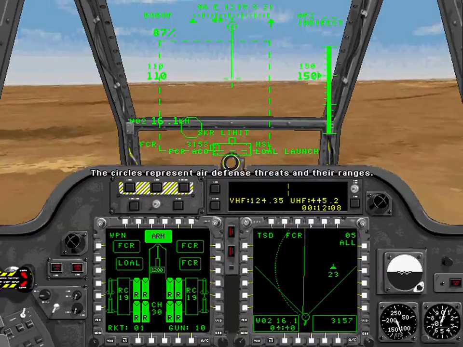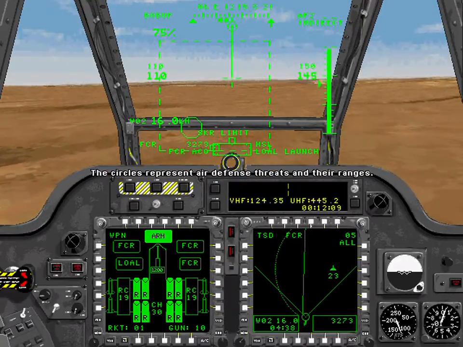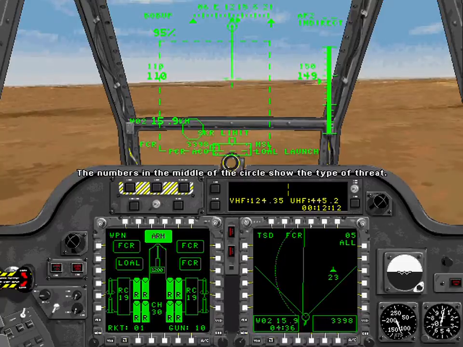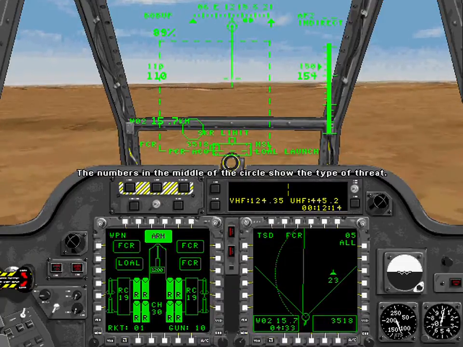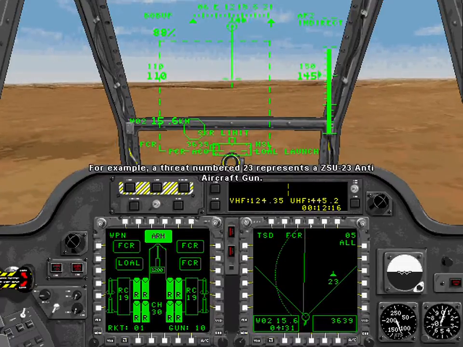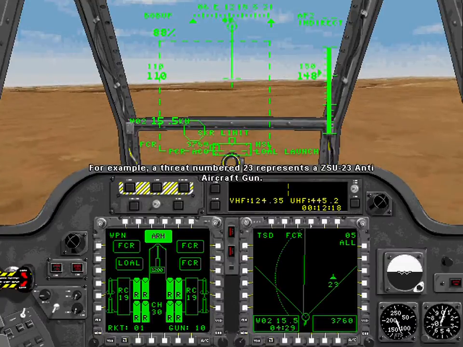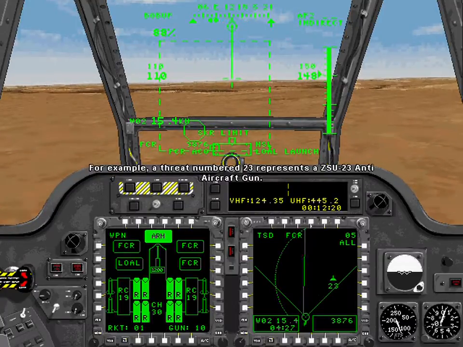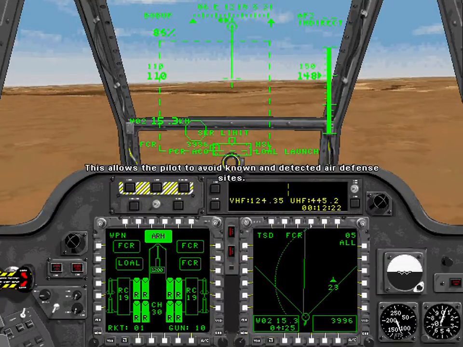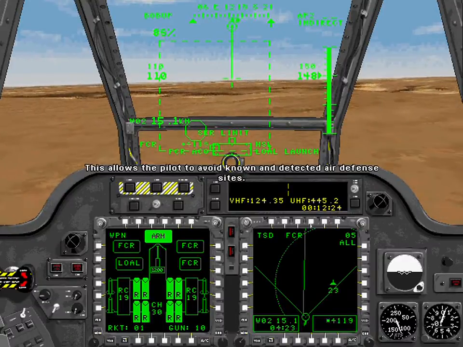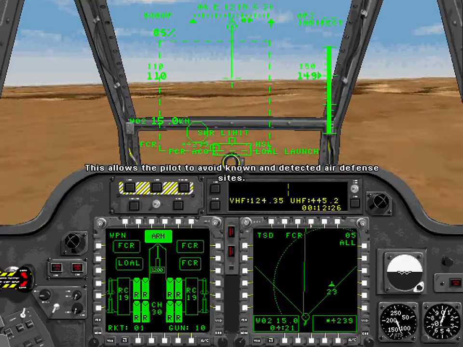The circles represent air defense threats and their ranges. The numbers in the middle of the circle show the type of threat. For example, threat number 23 represents a ZSU-23 anti-aircraft gun. This allows the pilot to avoid known and detected air defense sites.